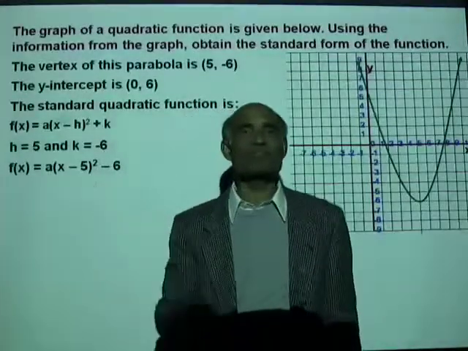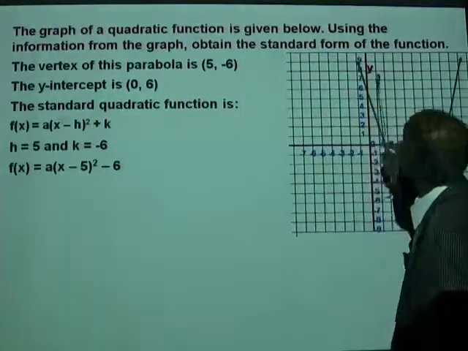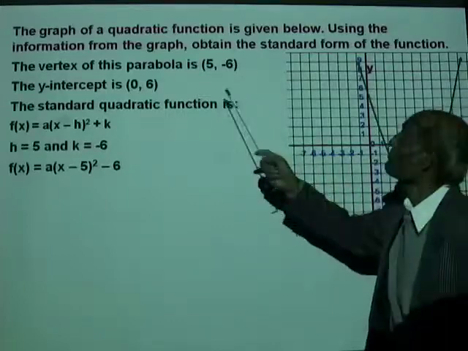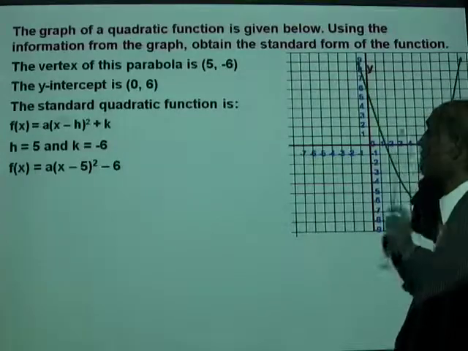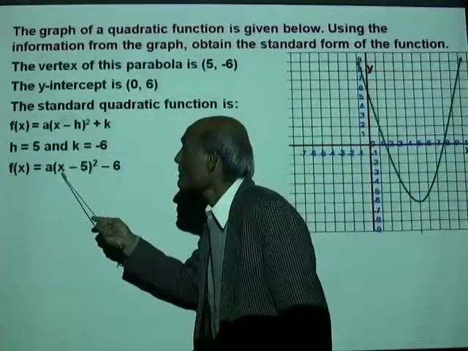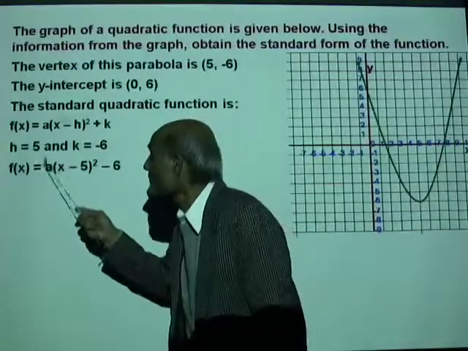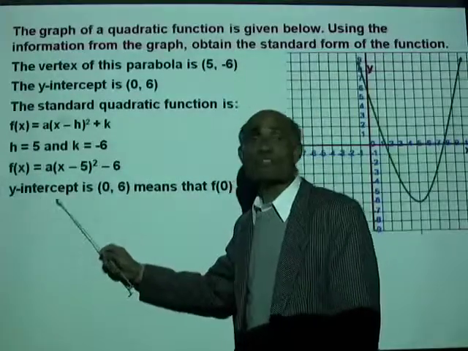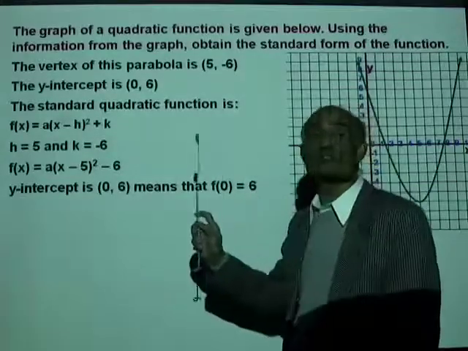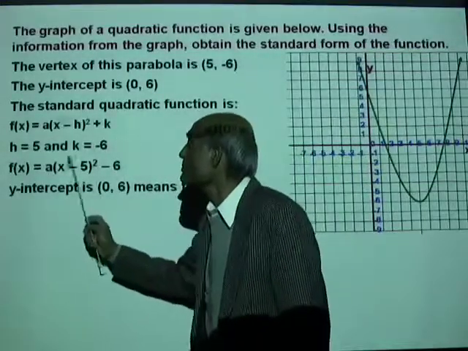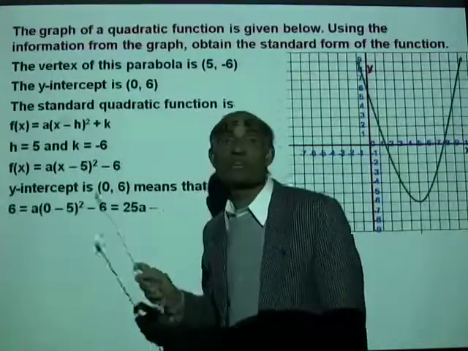How do you find the value of a? Well, you see, a very important skill. We know a point on the graph, and the point is (0, 6). So (0, 6) is a point on the graph, which means when x equals 0, the function value is 6. If you use that, we can find the value of a. So the y-intercept (0, 6) means that f of 0 equals 6. If you put x equal to 0, the whole thing must be equal to 6.